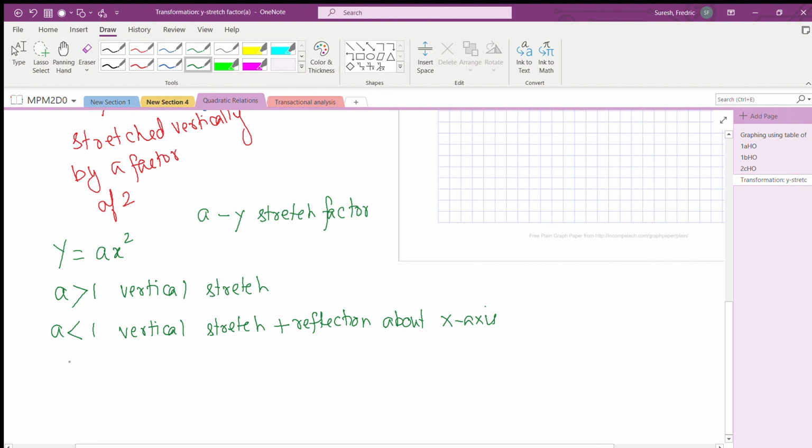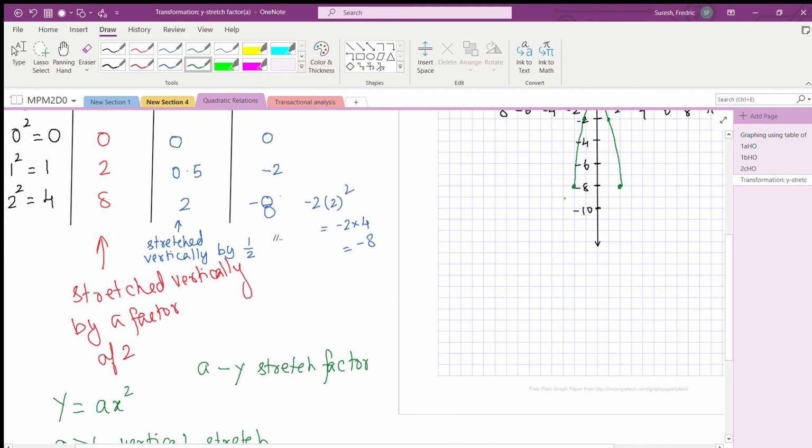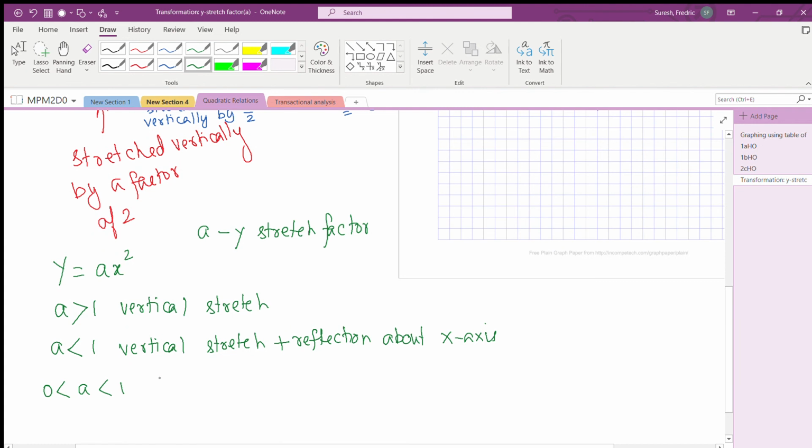Okay, but what about numbers between 0 and 1? So if you have numbers between 0 and 1, instead of having a stretch, it looks compressed, like this blue graph looks compressed compared to the black one here. So the blue is compressed.